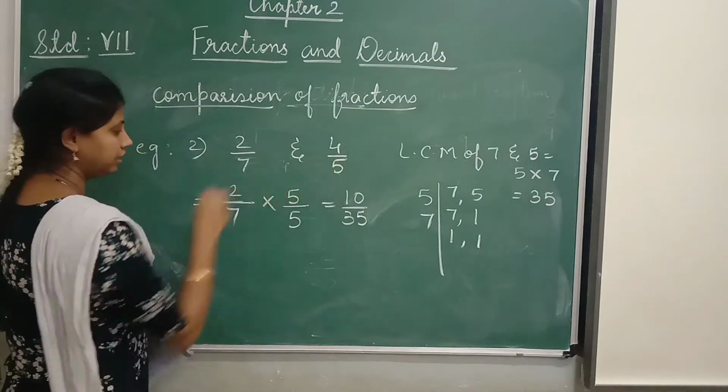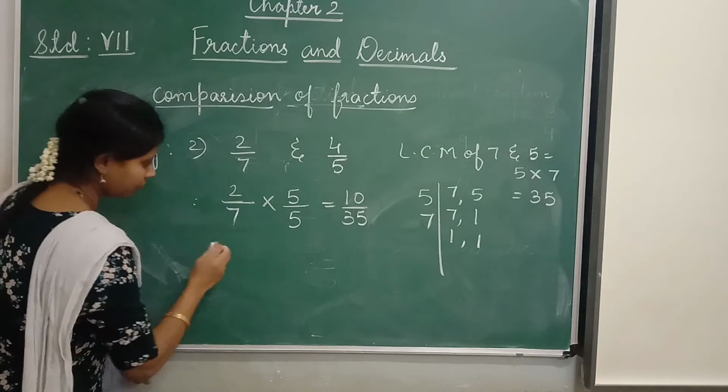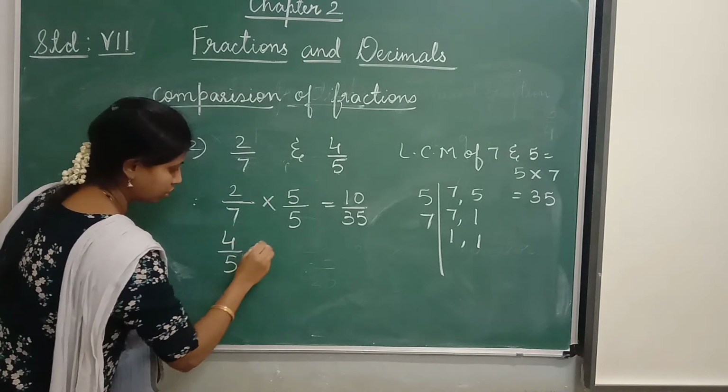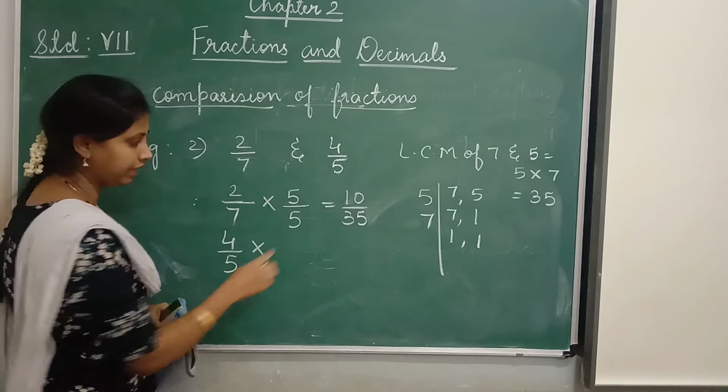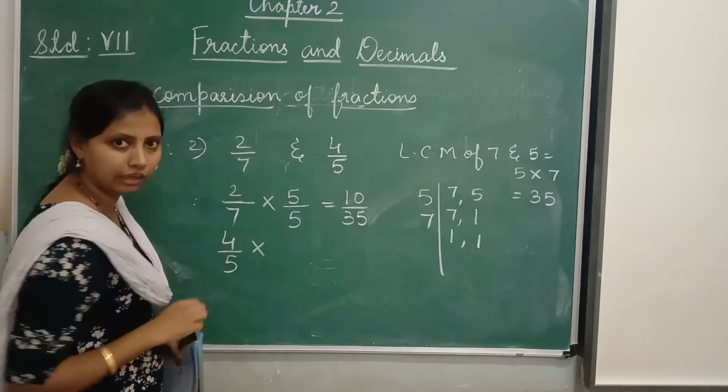Now take the other one also, 4 by 5. 4 by 5 also I have to multiply in such a way that I get the denominator as 35.